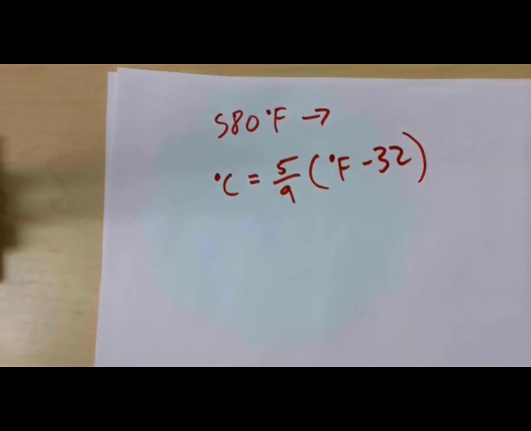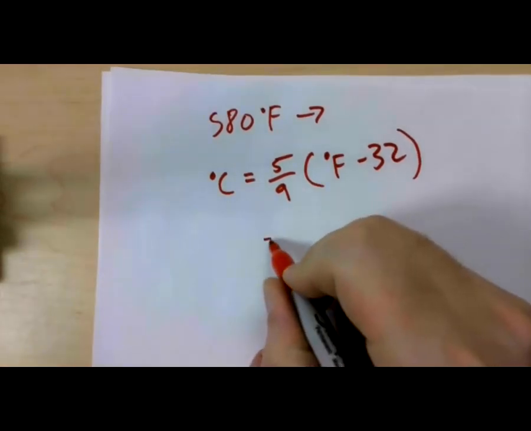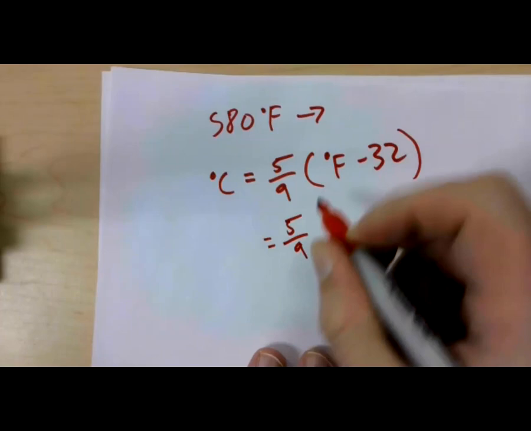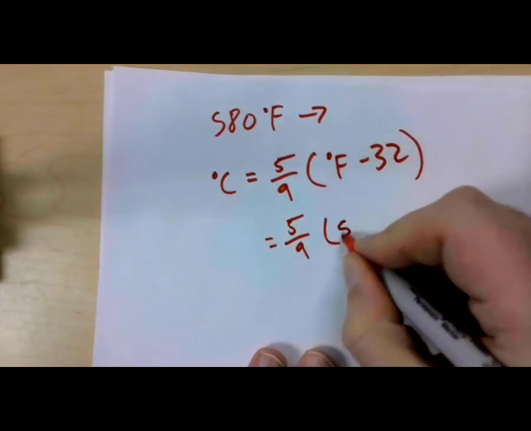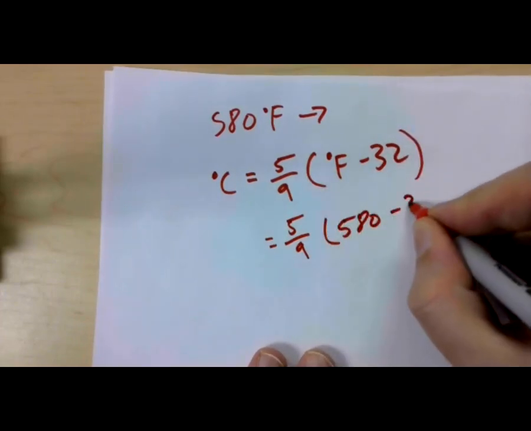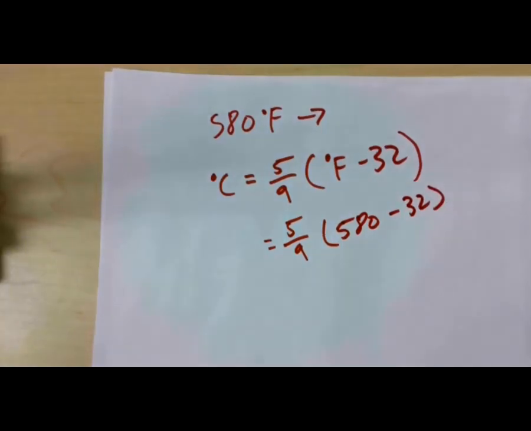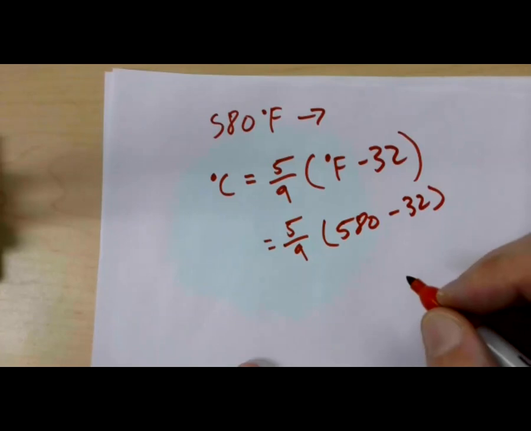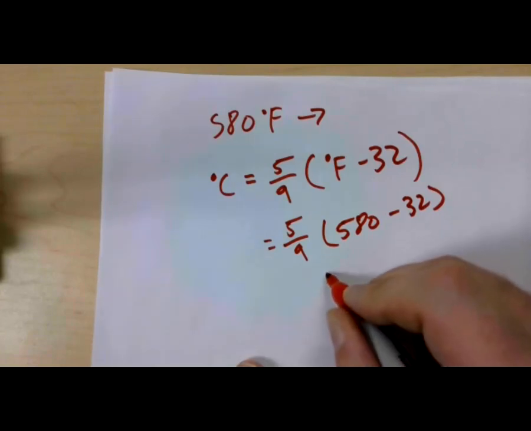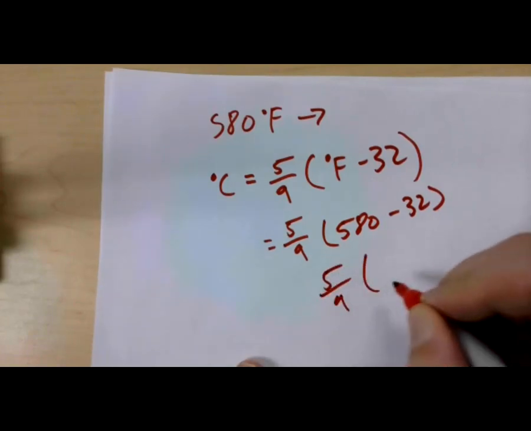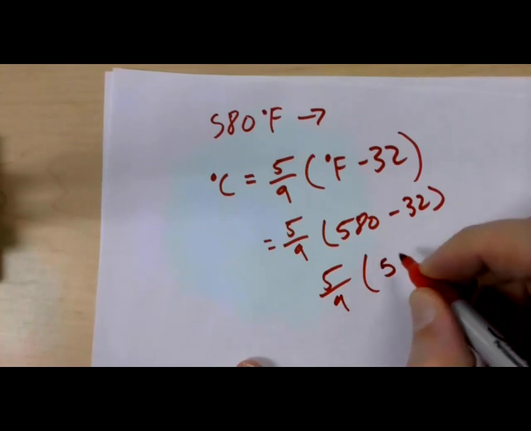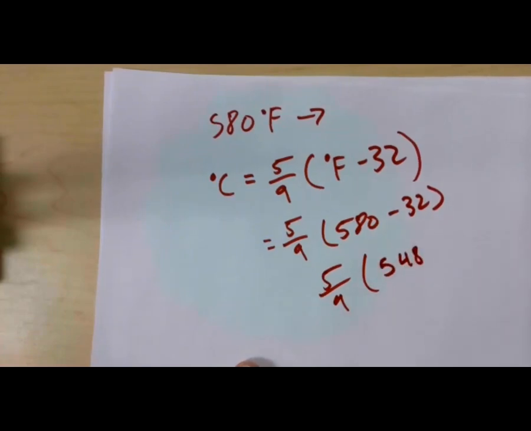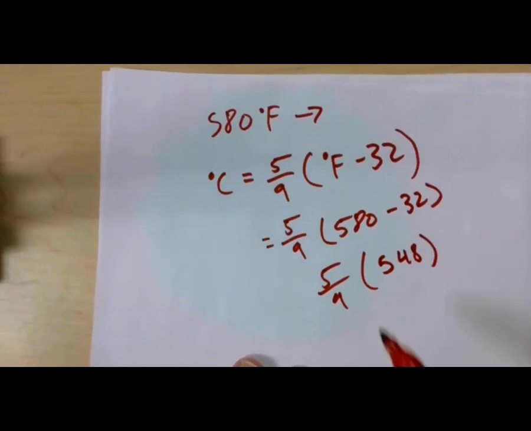See my end of parentheses. So now I'm going to plug in my number. So 5 over 9 is going to stay 5 over 9. I have 580 minus 32. Okay. So if I take 580 minus 32, I end up with 548. So 5 over 9 stays 5 over 9. Now in the parentheses, I have 548. Okay. So the easiest way to do this is in your calculator.